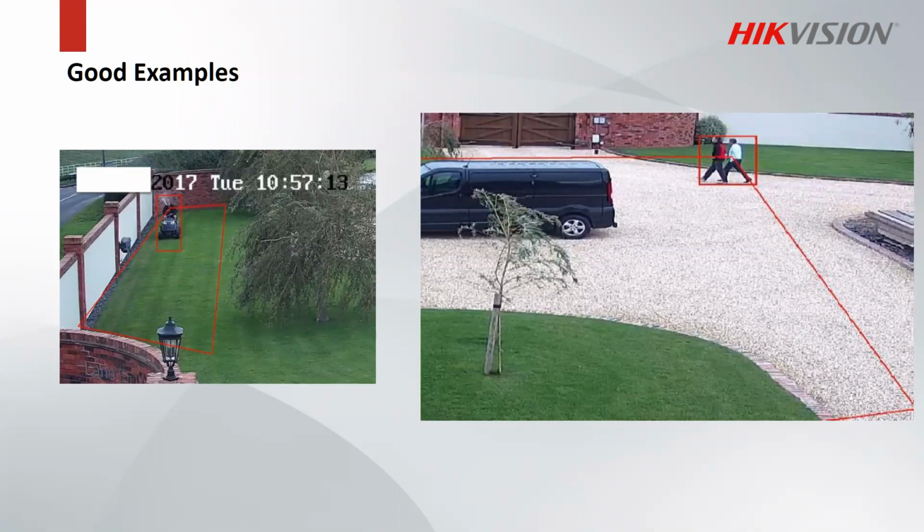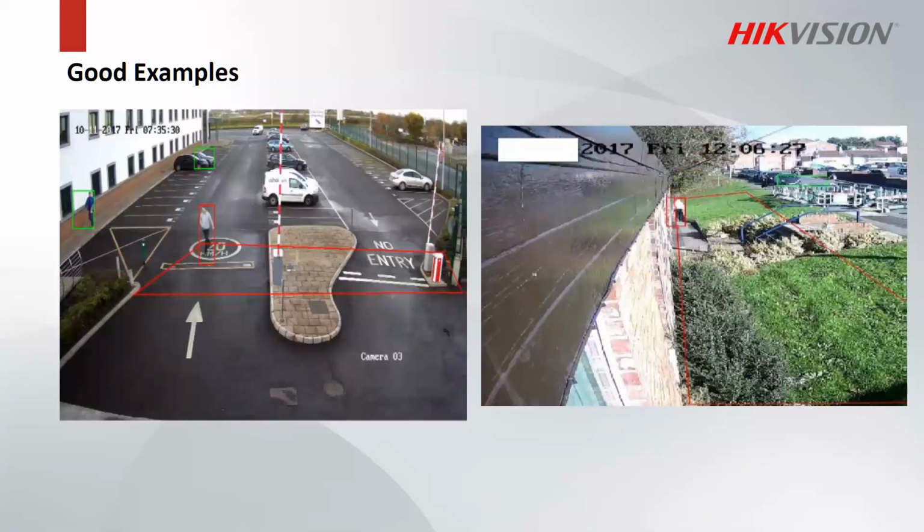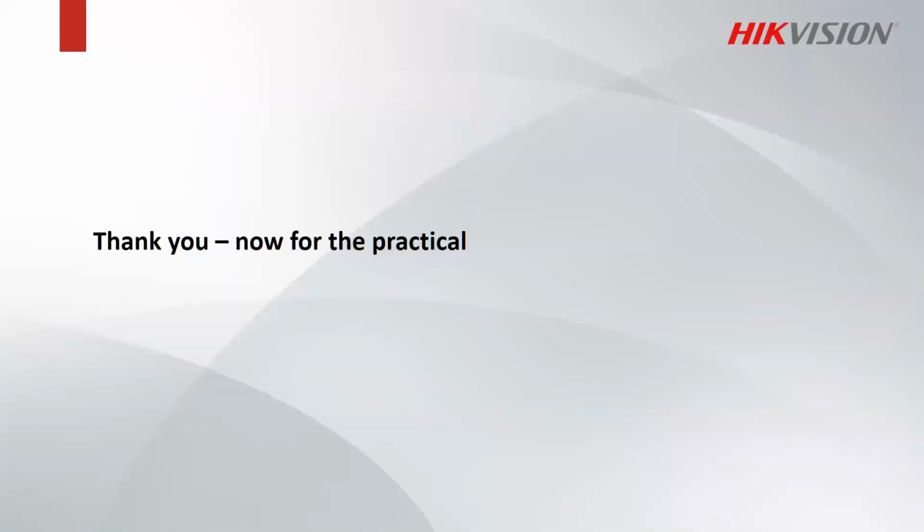A couple of good examples now. The camera is nice and up high and far away from the target. And then same here, we have a high camera with the targets configured correctly in terms of height and scale, but not near the edge of the image.